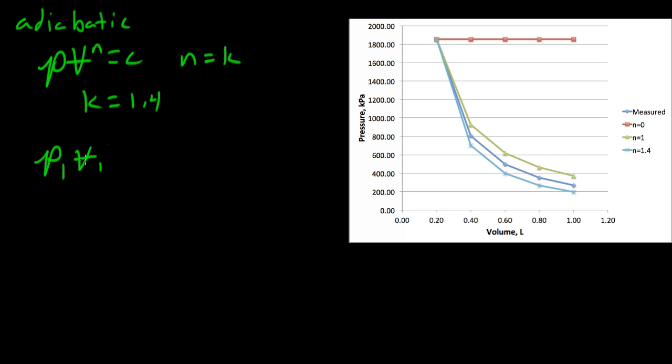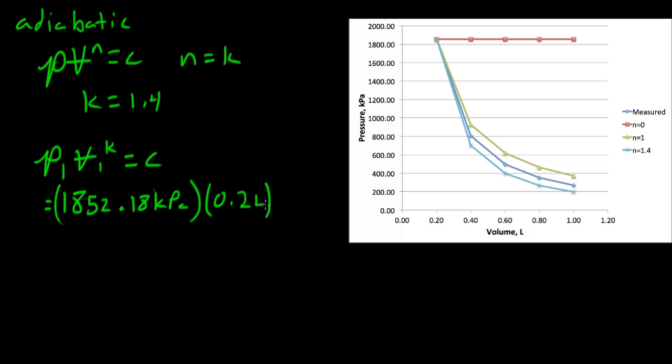Once again, we can compute our constant C by evaluating at state 1. Note that the value as well as the units will be different than for the isothermal gas. Again, we substitute the values for the initial state to compute C, 1852.18 kPa, times V1, which is 0.2 liters, raised to the 1.4, which is equal to 194.592 kPa liters to the 1.4.